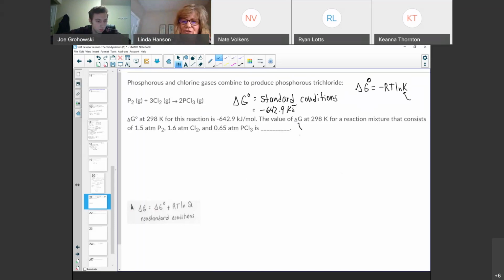What is the value of delta G? And now, friends, notice there is no superscript 0. There's no standard state symbol there. So that's your clue to know that this is the non-standard value of delta G. No superscript there. So that is the value of delta G at 298 Kelvin for a reaction mixture consisting of 1.5 atmospheres of the reactant P2, 1.6 atmospheres of the reactant chlorine, and 0.65 atmospheres of PCl3.